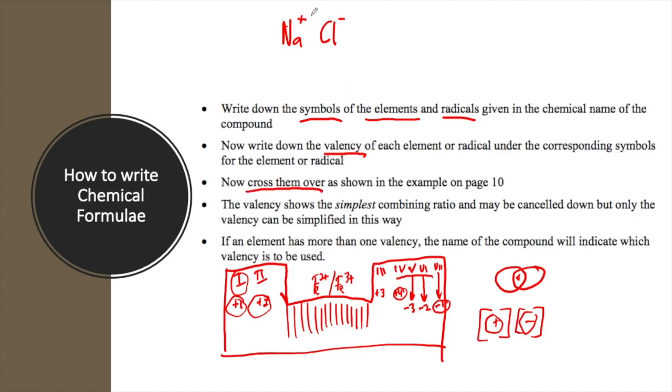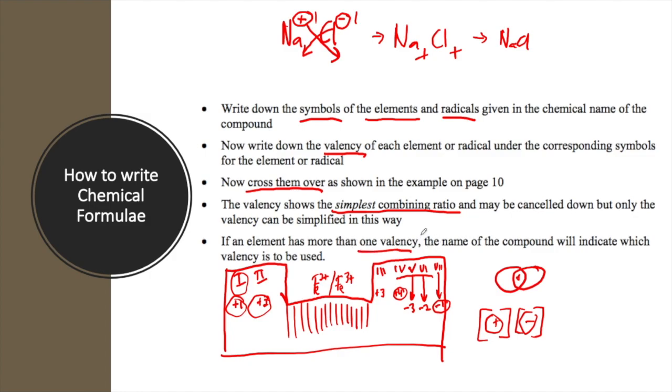Now what does it mean? You cross them over, you bring this down here, and you bring this down here. Keep in mind, it's +1 and -1, so that means now it will be Na1 Cl1. Now what we do is we take the simplest combining ratio and cancel them, which means these are both ones, so I can cancel them. That means my final answer is NaCl.